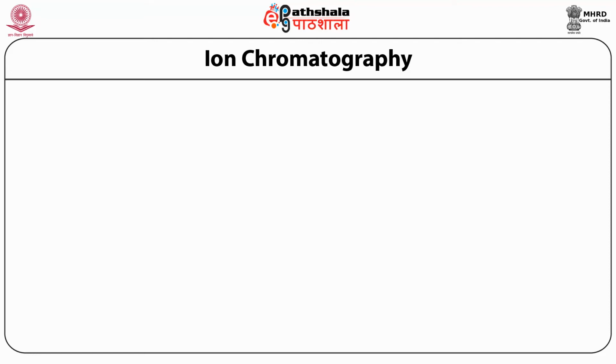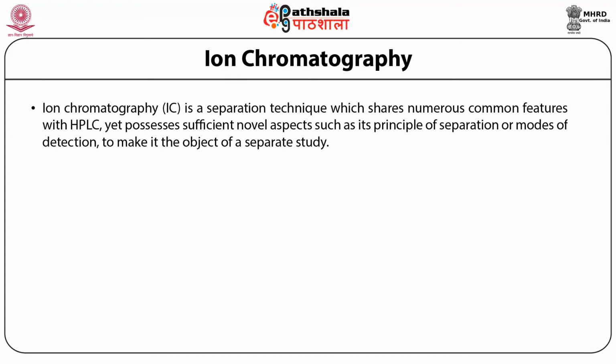The next one is ion chromatography. Ion chromatography is a separation technique which shares numerous common features with HPLC, yet possesses sufficient novel aspects, such as its principle of separation or modes of detection, to make it the object of a separate study. Ion chromatography is adapted to the separation of ions and polar compounds.